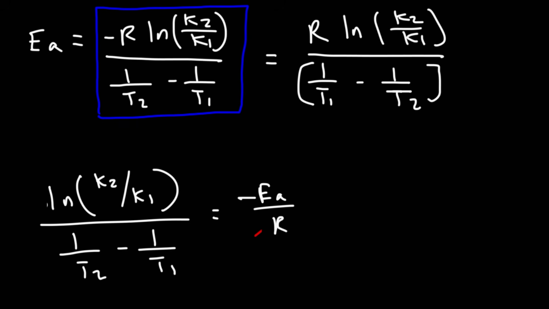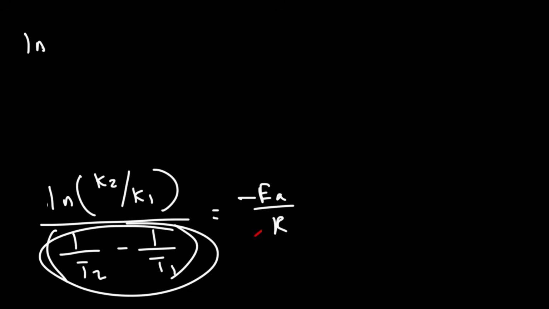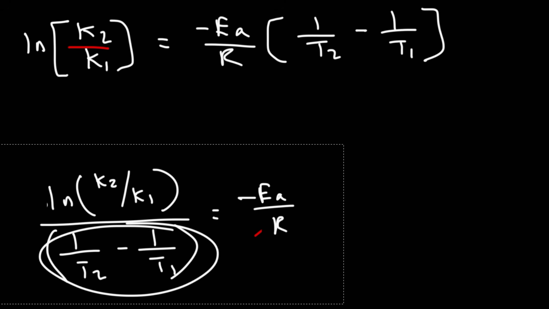Now, instead of multiplying both sides by negative R, let's multiply both sides by this term. If we do that, we'll get a different equation. We'll get this one: ln K2 divided by K1 is equal to negative EA over R, and we're going to move this to the other side, times 1 over T2 minus 1 over T1. So that's another form of the Arrhenius equation that you might see it in.